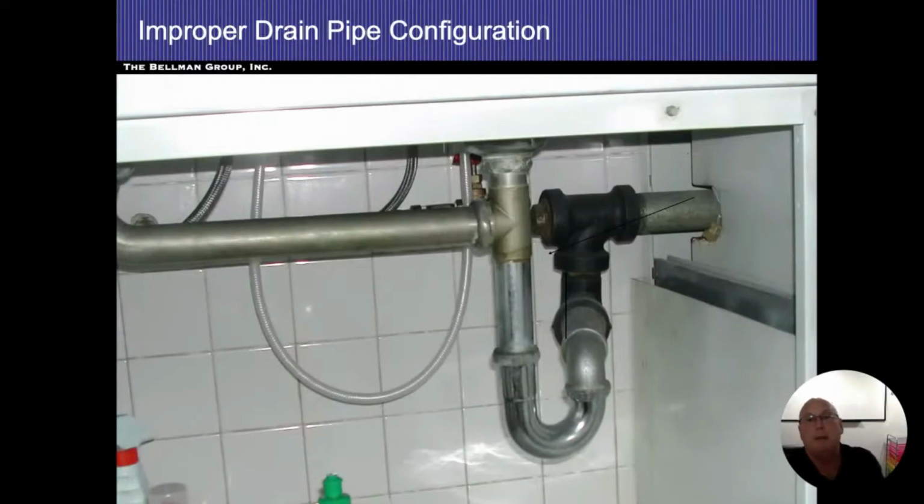Here we got our galvanized pipe. We have cast iron fittings in there as well, going into our steel for our trap, and everything comes through. The problem with this one is, we're above the crown weir.